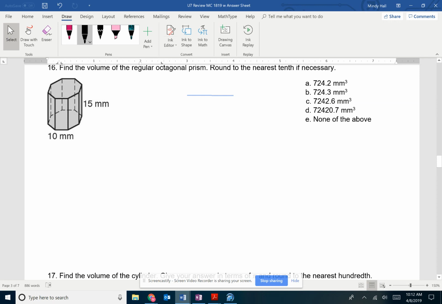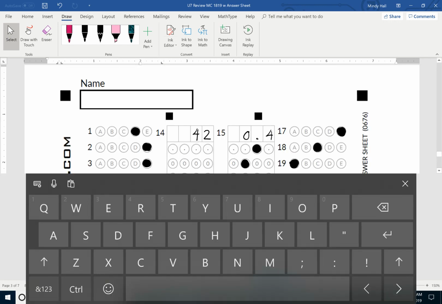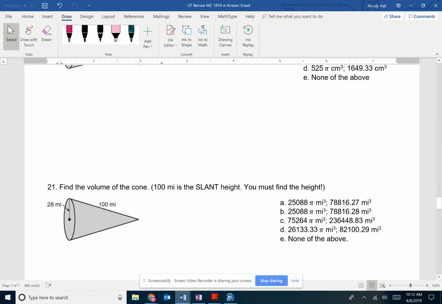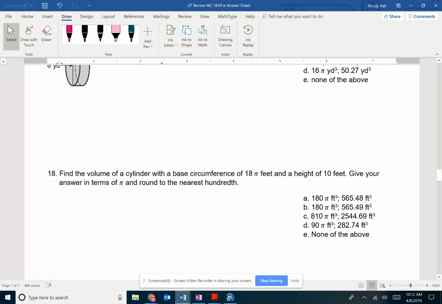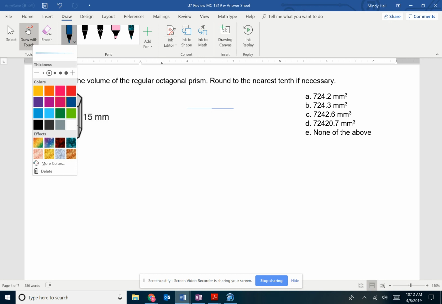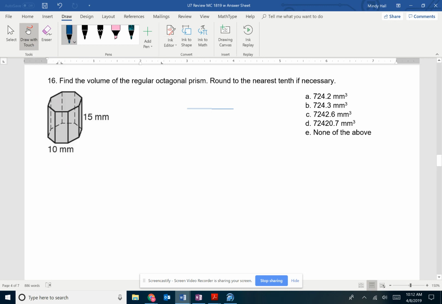For number 16, we need to find the volume of the regular octagonal prism. Okay, so for this octagonal prism, I'm going to get away from pink. I'm sick of pink now. So you are going to need to find the apothem in order to be able to do this.